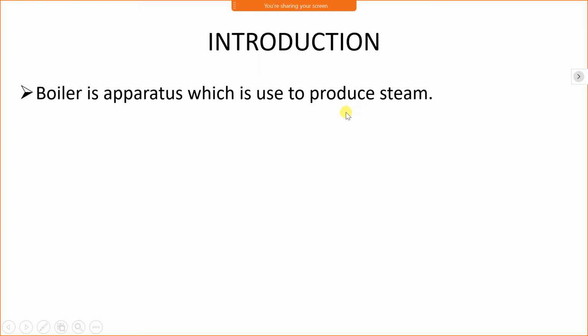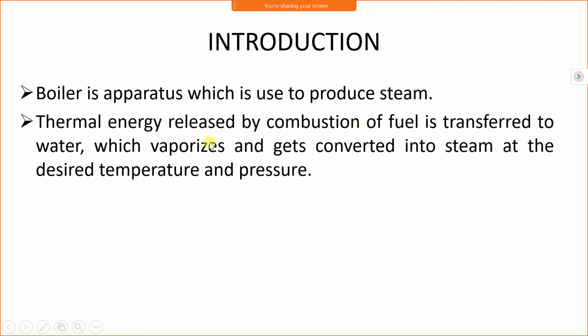In the closed vessel, if you pour the water and if the heat is supplied by the gas stove itself, the water inside the pressure cooker boils and it produces steam. Therefore, it can be considered as a steam generator. Thermal energy released by the combustion of fuel is transferred to water which vaporizes and gets converted into steam at the desired temperature and pressure.